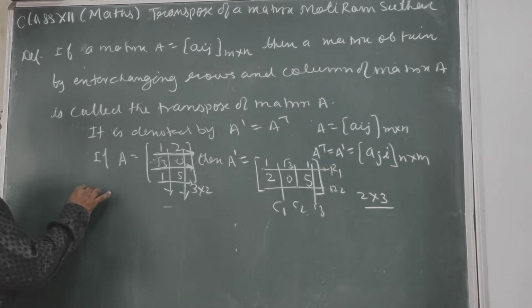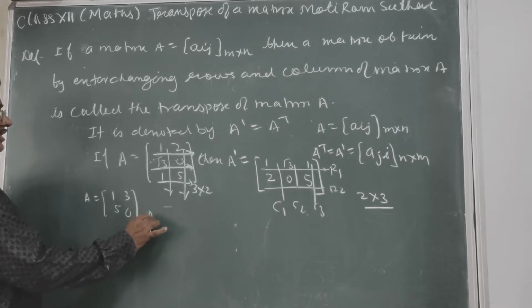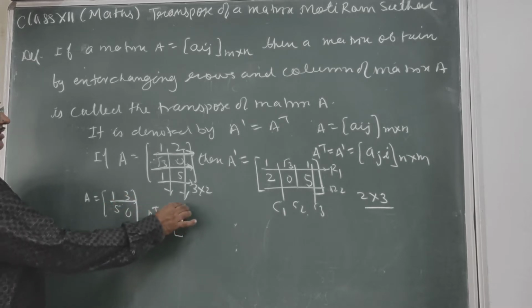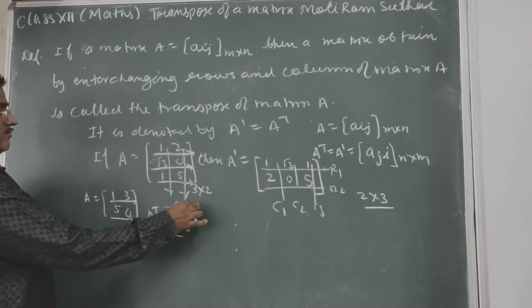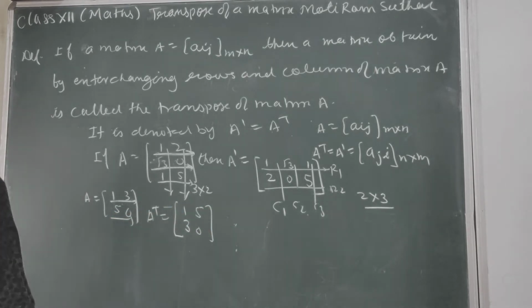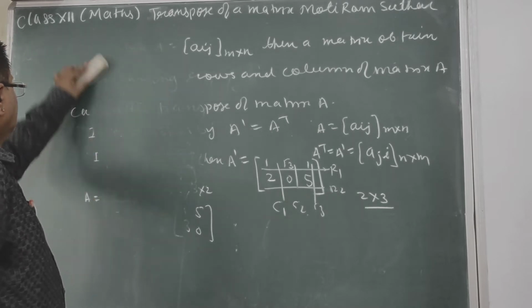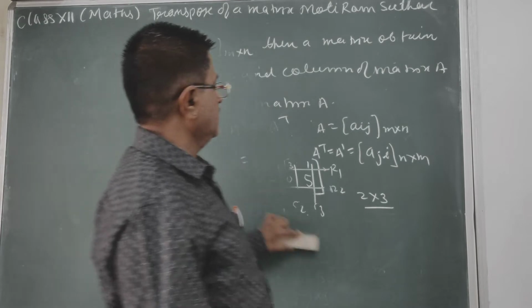Suppose any matrix we are given, a 2 by 2 matrix 1, 3, 5, 0. So its transpose will be: the first row 1 3 converts into a column, second row 5, 0. So in this way we can find the transpose of a matrix. Very simple and easy point. Next are the properties of the transpose.